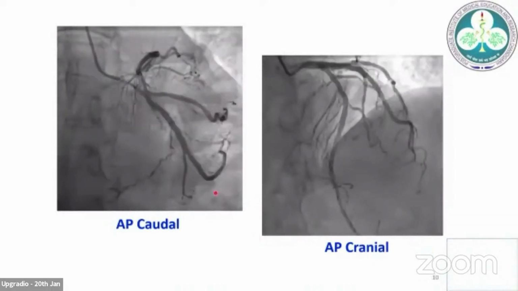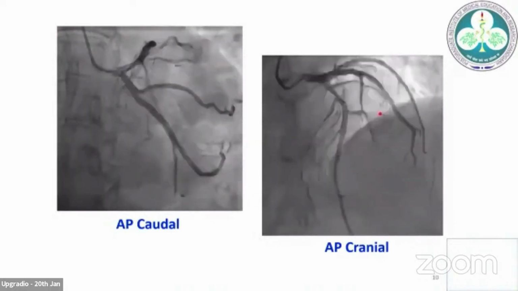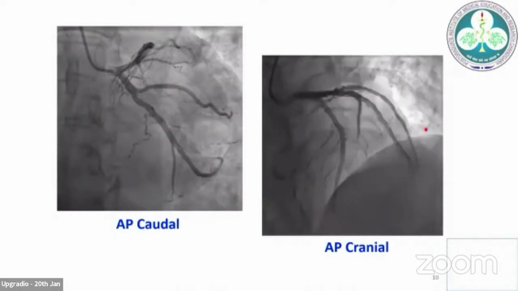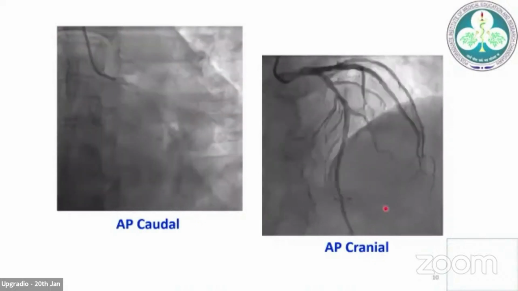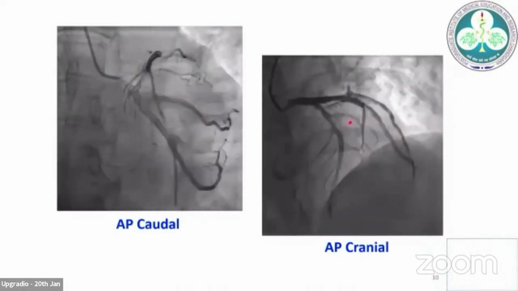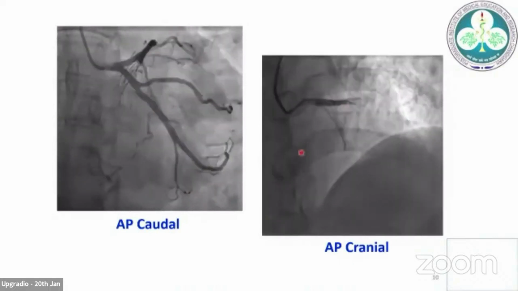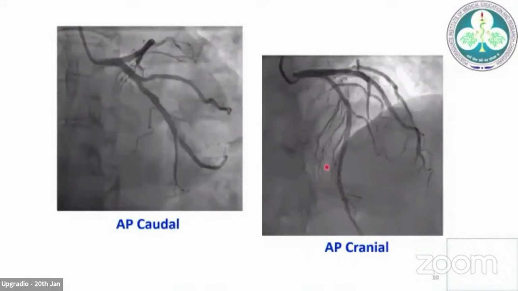Whenever there is the left dominant circulation, you can very well appreciate the PD over here. And this is the epicranial view where you can separate the two. Here are the diagonals, the bigger diagonals D1 and D2, and these are the various septals arising from the LAD.